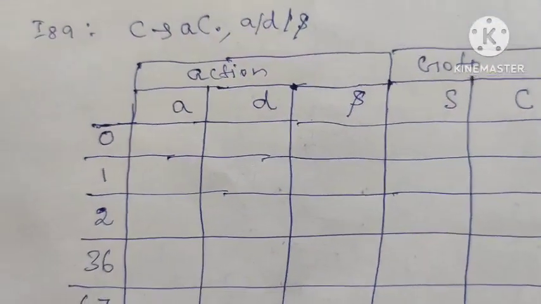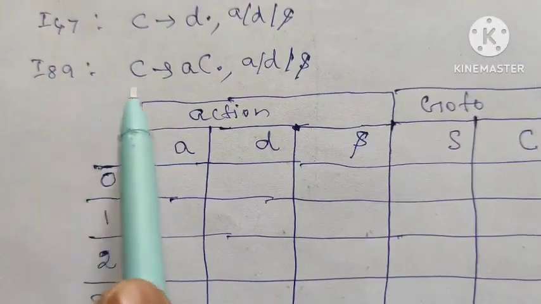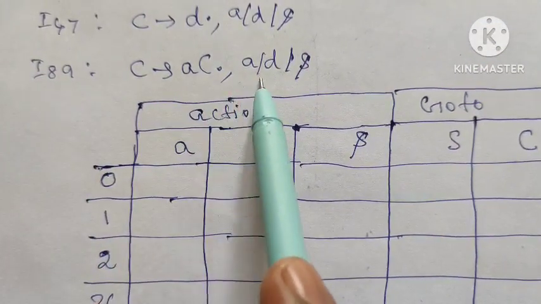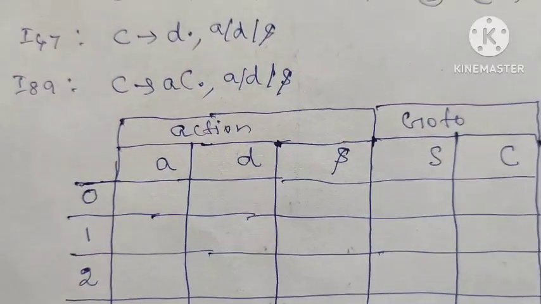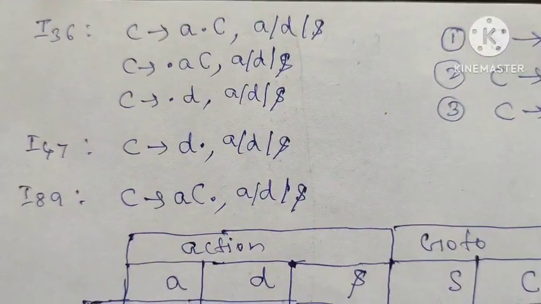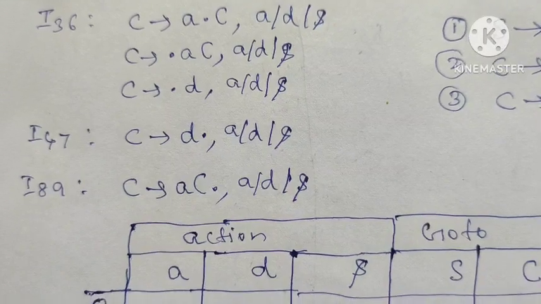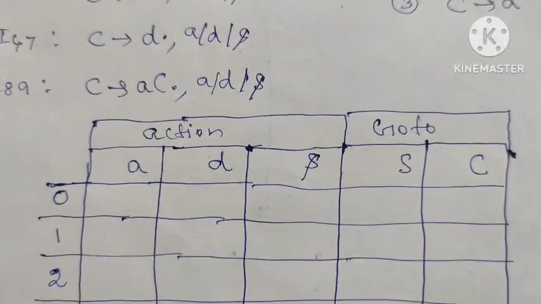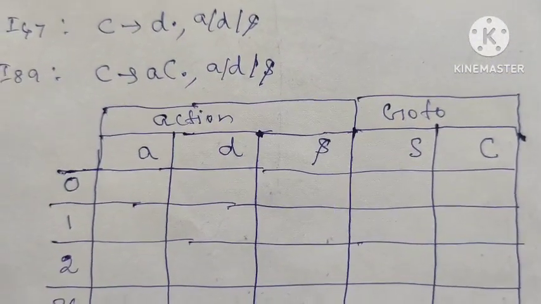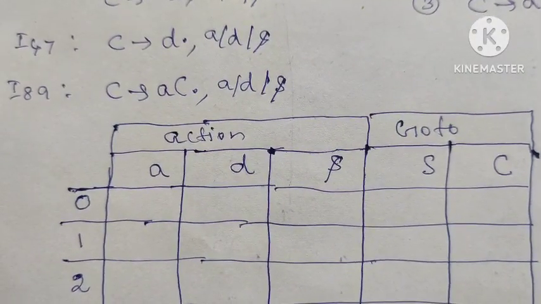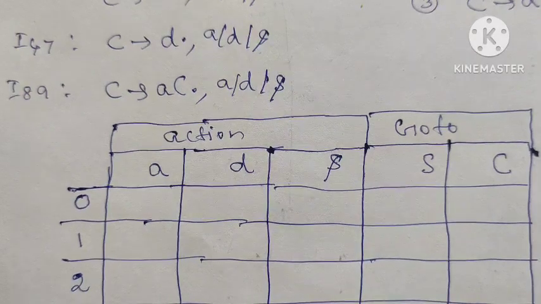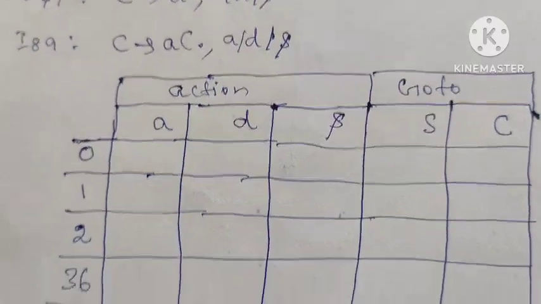When you merge 8 and 9, it becomes I89 with lookahead A bar D dollar. Now we are merging three item sets, forming a new item set called I36, 47 and 89. Now we will construct the predictive parsing table. Initially we have canonical item sets from I0 to I9, but since we have merged them, we now start from I0, I1, I2.